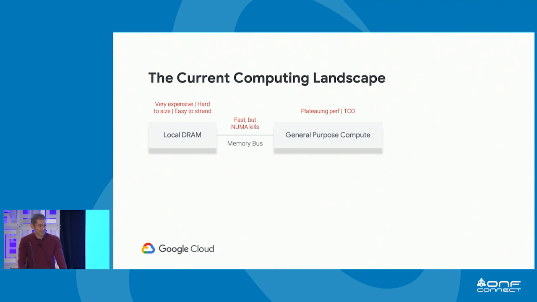It's not only very expensive, it's hard to size. Right? You have to deploy it in sort of increments of a factor of 2. Is it 128 gigabytes or 256 gigabytes that you need? Well, if you need 129 gigabytes, you're paying for 256 gigabytes. So how do you size it, and how much do you pay for it? How much do you strand if you can't size it perfectly?